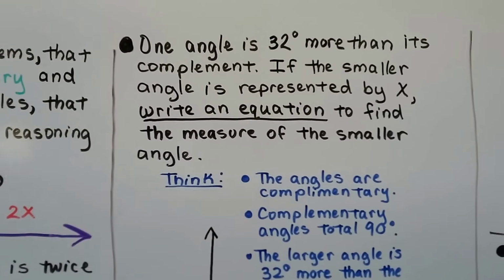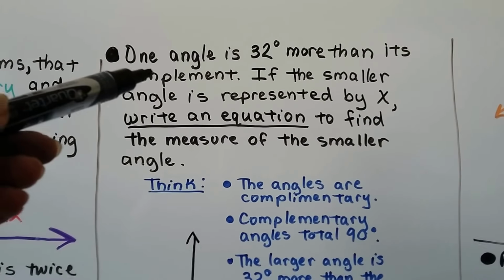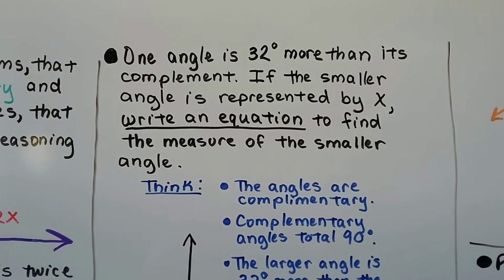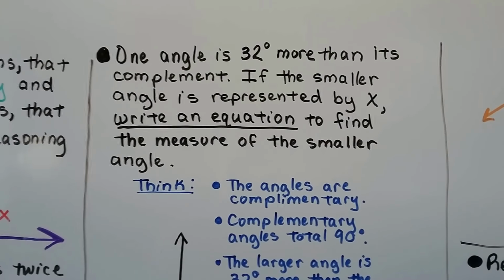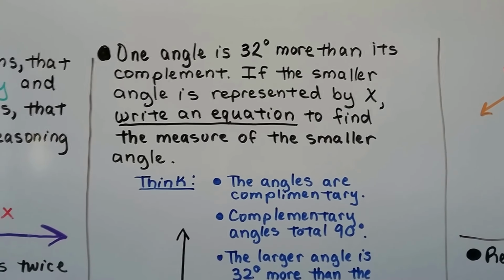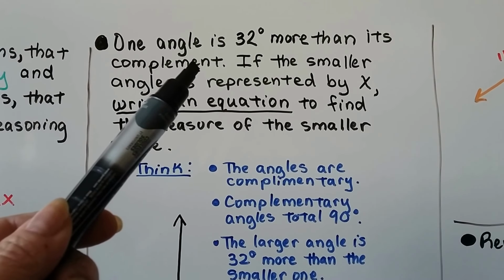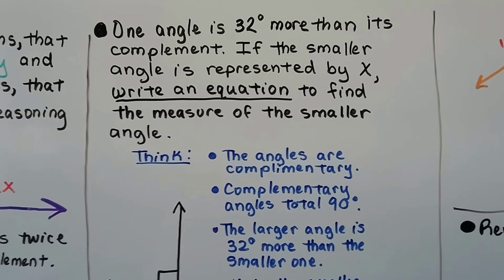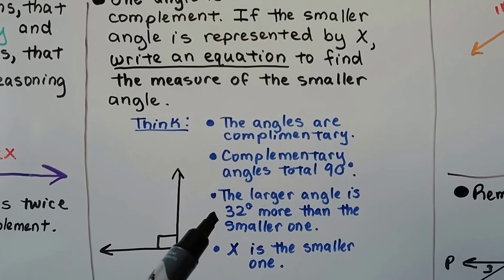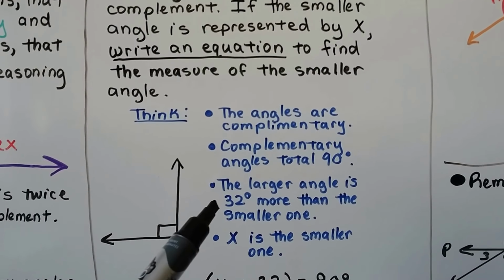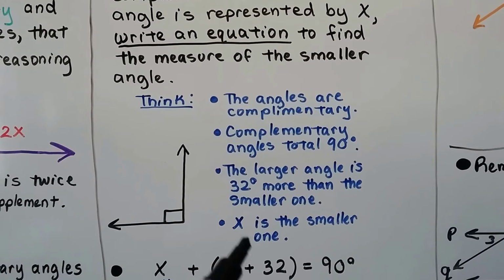Okay, now we have one angle is 32 degrees more than its complement. That's a clue. We know complements equal 90 degrees, don't we? If the smaller angle is represented by x, write an equation to find the measure of the smaller angle. So one angle is 32 degrees more than its complement. So we know if we think the angles are complementary, they total 90 degrees. The larger angle is 32 degrees more than the smaller one. We can imagine this in our head, right? Because they're complementary, they're 90 degrees. And x is the smaller one.